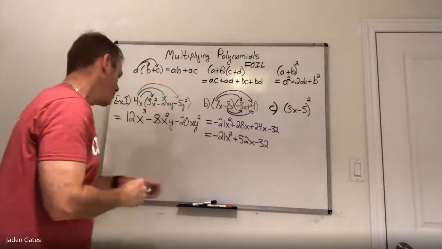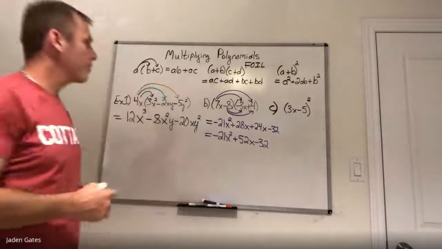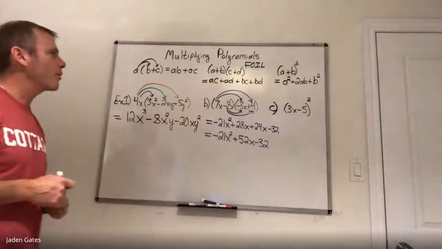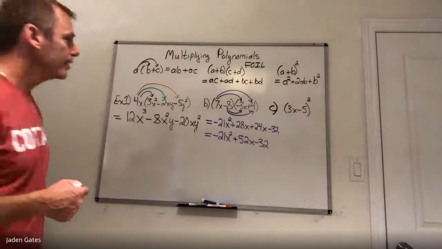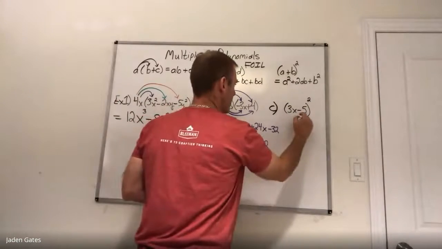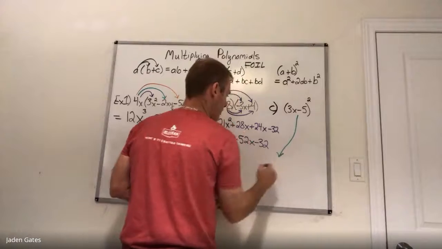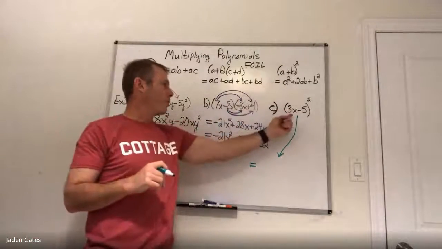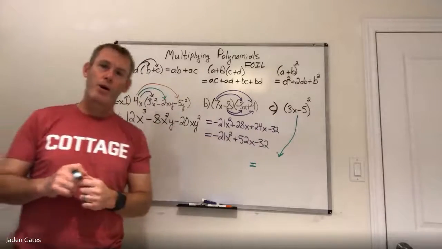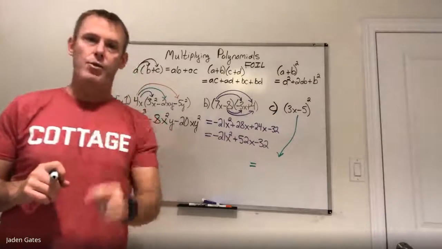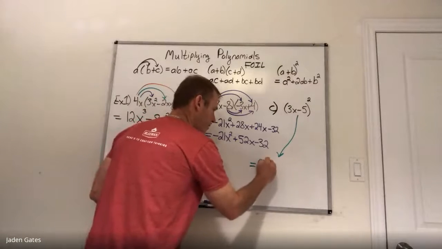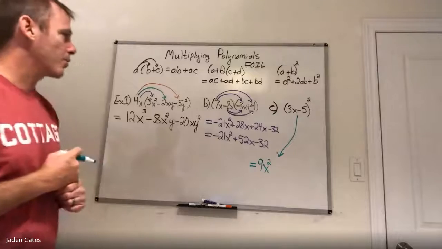All right. So now, the last one here. Again, this is in the form of a binomial squared where we have a plus b squared. All right, so let's see here. I'm going to move this down here so I have some room. So again, you have to square the first term. So I take 3x and I square it. It means I got to square the 3 and square the x. So my first term is 9x squared.